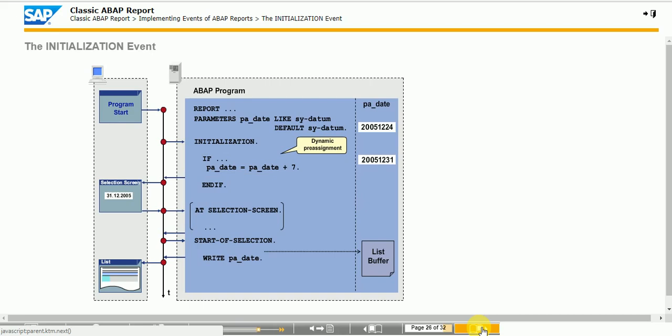The figure also illustrates how the runtime system reacts when the processing block is missing. There are no statements executed for the corresponding event and the next event is triggered.